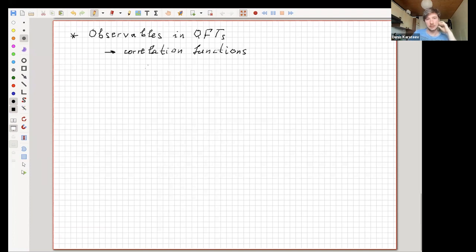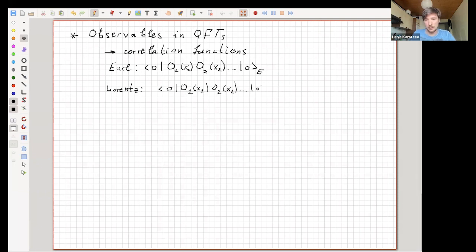So in Euclidean space, there's basically a unique correlation function. It's a Euclidean correlation function, or time ordered correlation function with respect to Euclidean time. So it's one of x1, x2, etc. And I'll put E to distinguish it from anything else. So this is Euclidean space. In the Lorentzian space, one has many more options. Well, the basic object is the Wightman correlation function. And I'll put an index W here to remind that it's the Wightman.